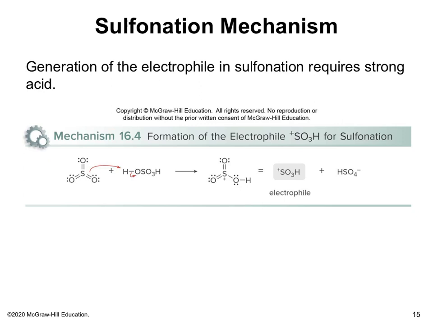And then this is showing you how to generate the SO3 hydrogen electrophile. Sulfur trioxide gets protonated in the presence of the strong acid. And then this is going to make the SO3H plus electrophile.